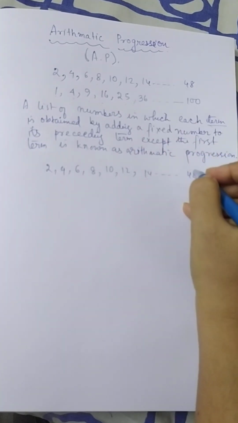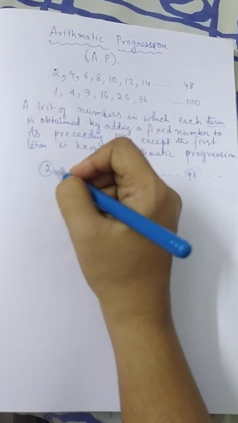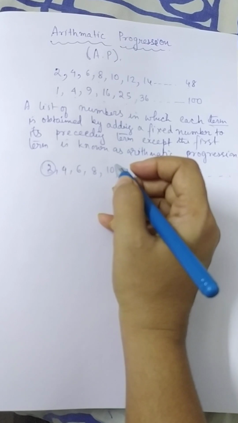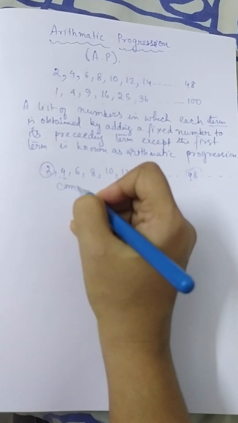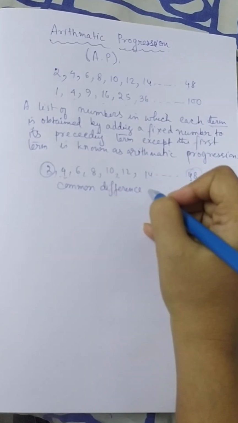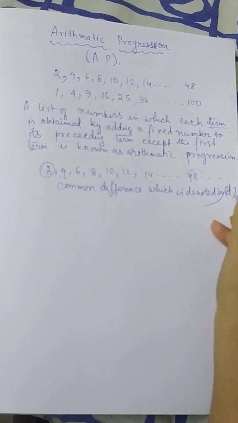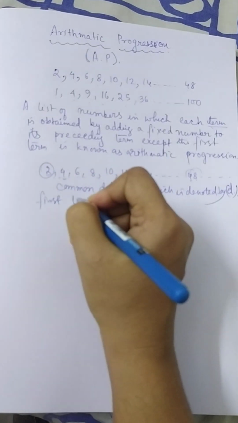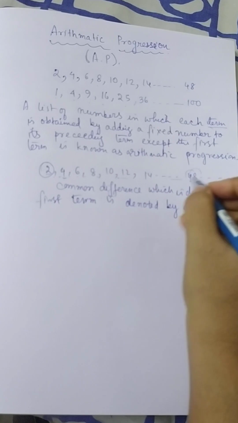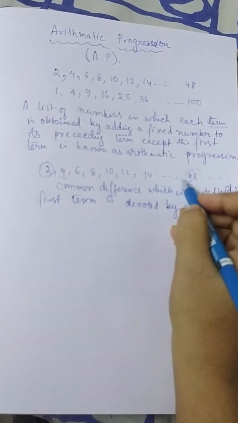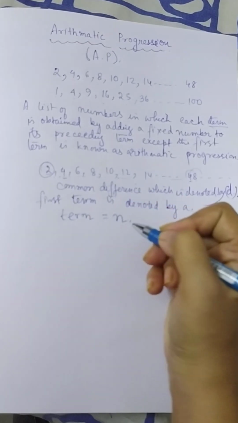So in this series 2, 4, 6, 8, 10, 12, 14 up to 48 and so on, the last number is known as the last term and the first number of the series is known as the first term. And the difference between the succeeding term minus the preceding term is known as the common difference, which is denoted by the letter D. And the first term is denoted by A. And the number of terms, that means the number of digits present in the AP, is denoted as n, right?